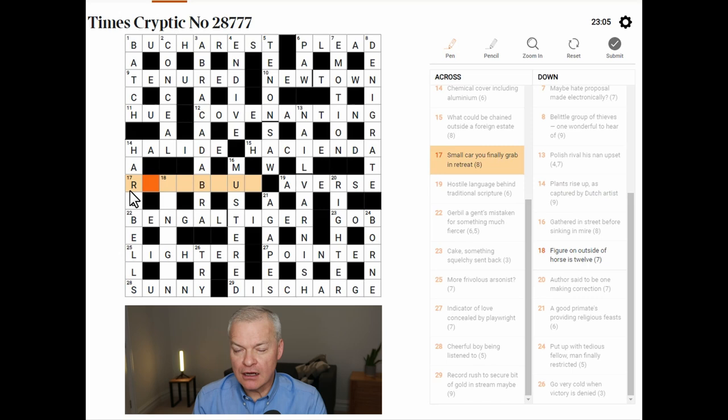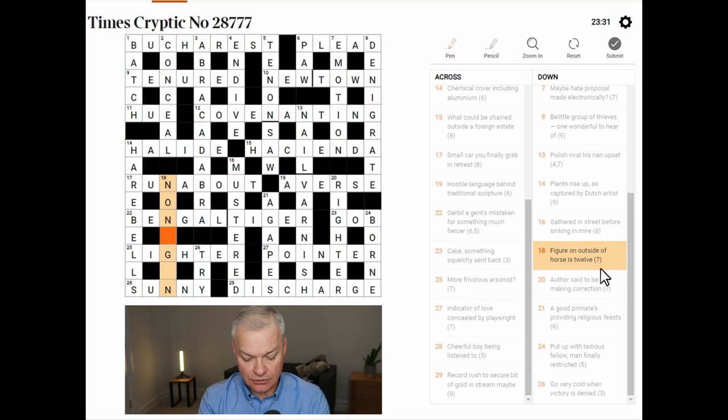R does look like a useful tile. Small car, a runabout. U, finally, is surely the final letter of U, which is a U. Grab, nab, in retreat, in route. Figure on outside of horse is 12, so this is nonagon. A nonagon is a nine-sided figure. On outside of horse. Horse is nag. On outside of nag is 12, is noon.